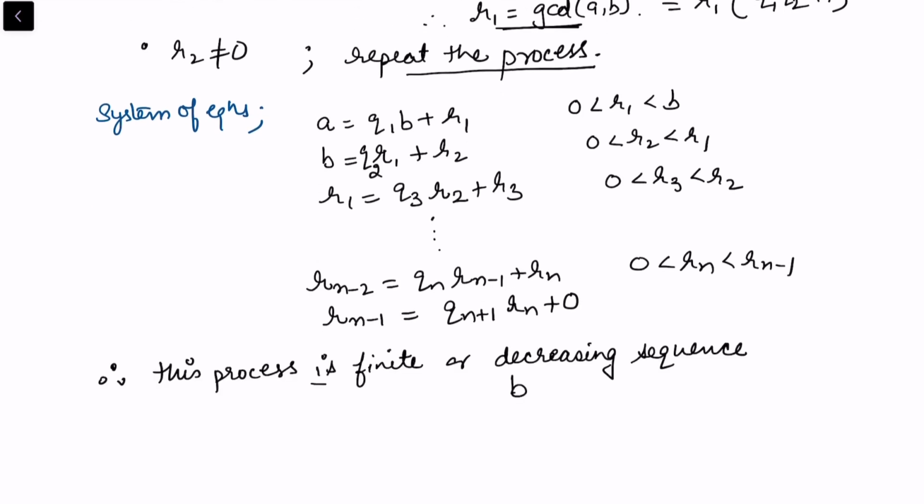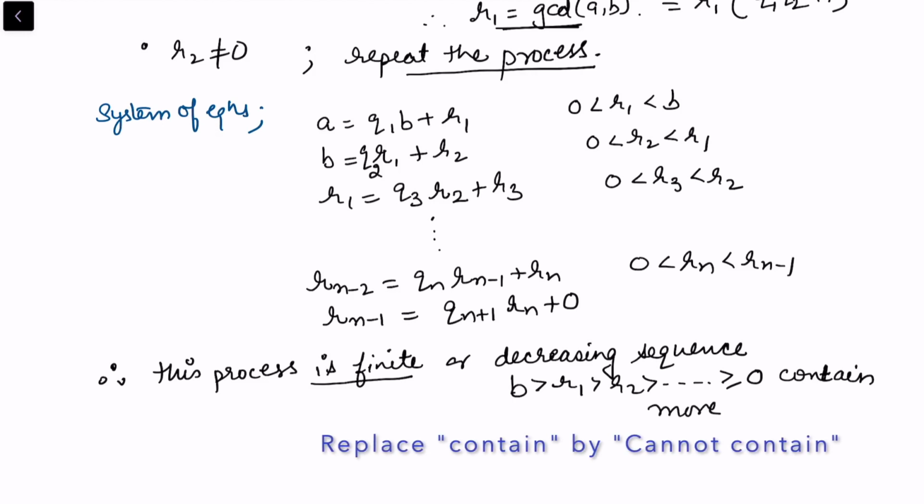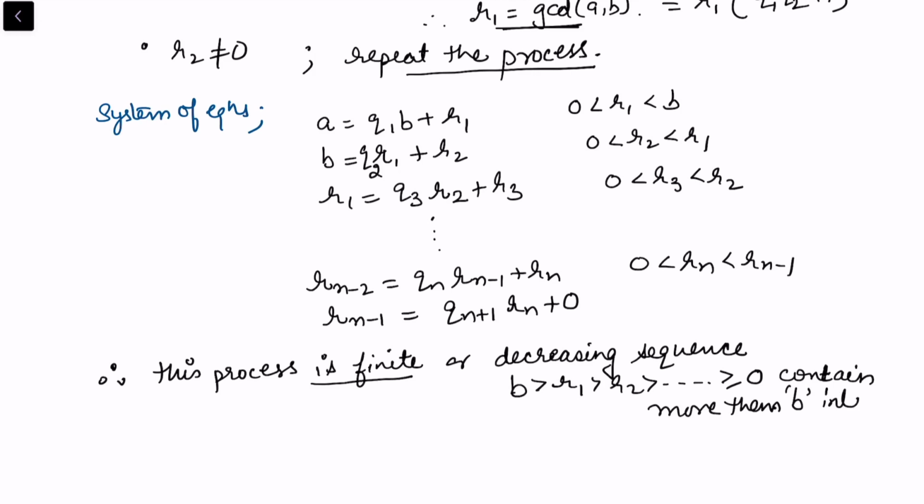So we say that this process is finite, or we say that this decreasing sequence will terminate, because we are talking about integers. So it cannot contain more than b integers, because we have started initially with the division of the b integers, and division means it's a repeated subtraction, so it cannot contain more than b integers, and hence it has to be finite. So that is why I have ended this process after a finite number of steps, and we say that GCD of a and b is equal to rn, the last remainder that we have started.